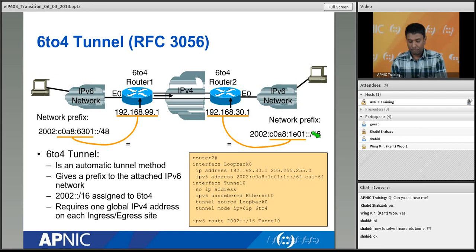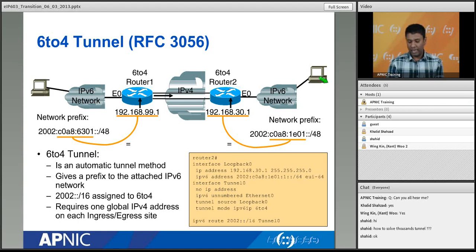And then afterward, they add a static route. What static route? 2002::/16, for example. It means all the 6to4 sites everywhere in the world, because every 6to4 site around the world will have the same /16, will go through Tunnel 0. Okay, if this is the case, now what happened?